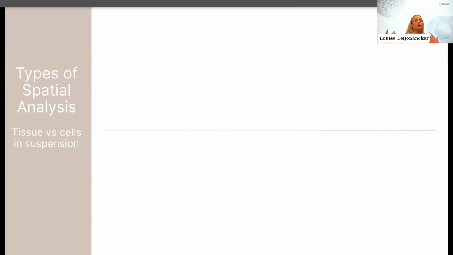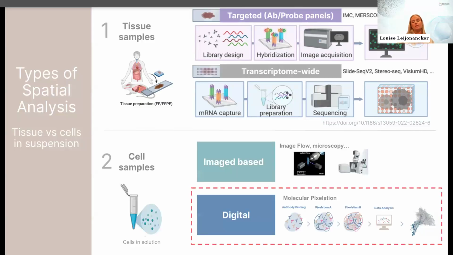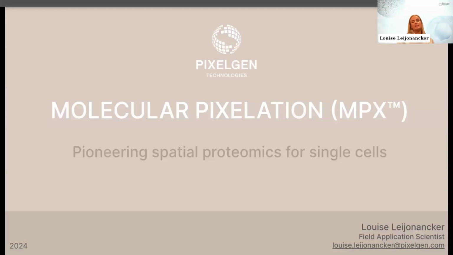So first off, I want to talk a little bit about the spatial field. Spatial techniques are typically thought of in the context of tissue samples and using some sort of imaging. Today, I want to switch gears a bit and talk about spatial in the context of cells in suspension and how you can achieve spatial protein information without the use of imaging, but instead with a digital output. So that is what molecular pixelation does. Molecular pixelation is the technology that we have developed here at PixelGen, and we are pioneering spatial proteomics for single cells.